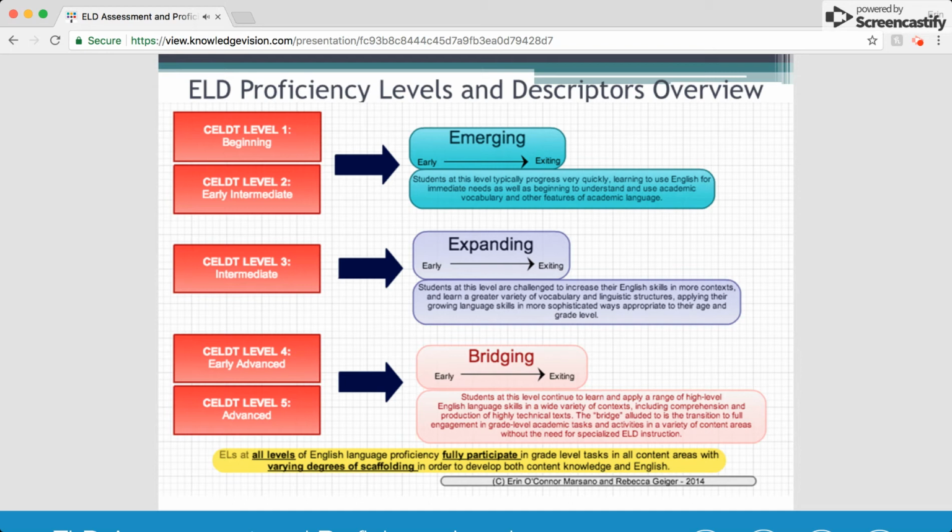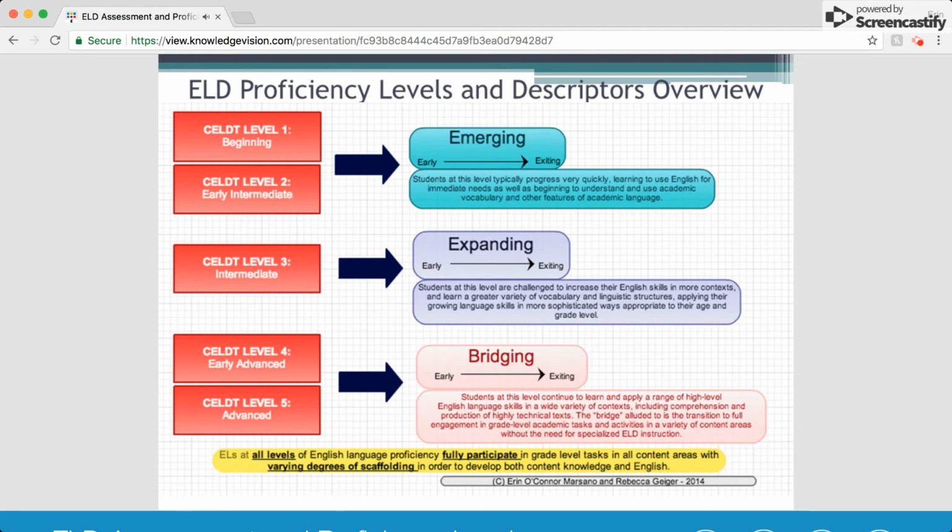Students may be classified in the expanding category as early expanding or exiting expanding. Students within the expanding level are challenged to increase their academic language in English. They apply their skill set in an increasingly sophisticated manner.